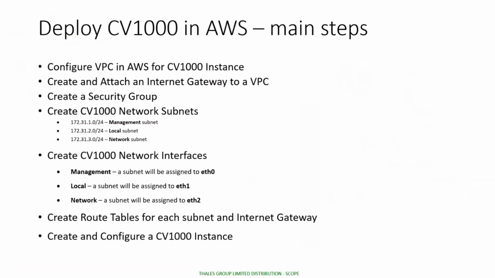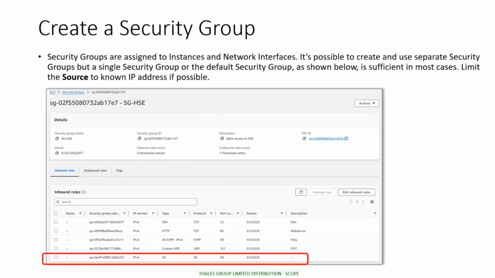Okay. How to deploy CV1000 in AWS? I don't want to bother you with all these details. However, if you are interested, we have a detailed guide on how to do that. And we have to do nearly the same as we do for the hardware appliance. We have to define 3 networks: management, local, and network. And properly configure subnets and, very important, routing tables.